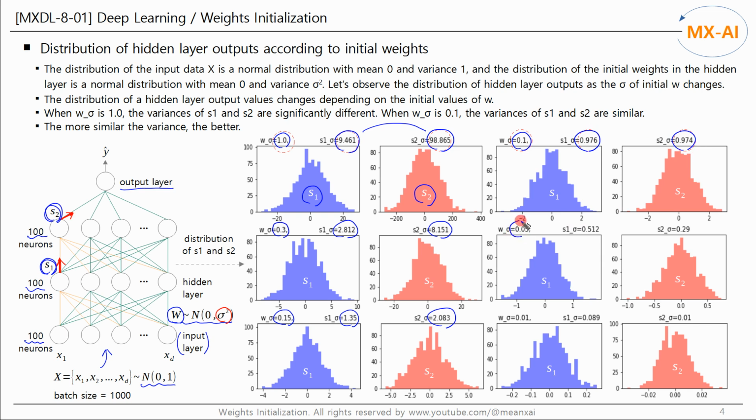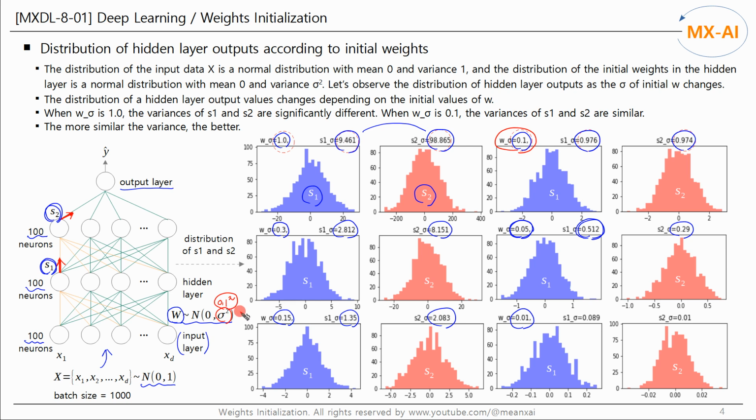Let's lower the sigma of W further. As the sigma of W decreases to 0.05, the difference between the two variances increases again. The sigma of S1 is about twice as large as that of S2. If we lower the sigma of W to 0.01, the sigma of S1 becomes about 9 times larger than that of S2. Then we can see that it is best to set the sigma of W to 0.1. That is, it is best to initialize W using this distribution.